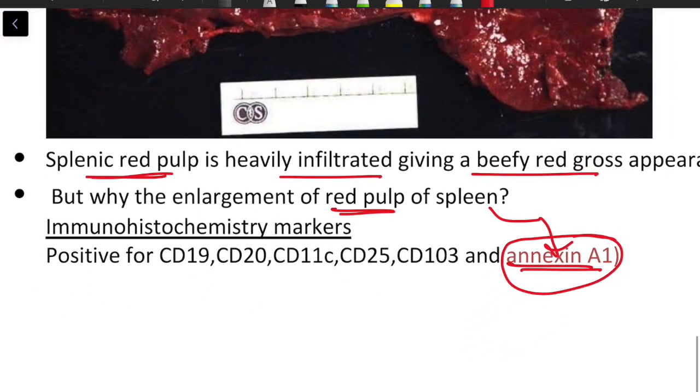And if I talk about the immunohistochemistry markers, then it is positive for CD19, CD20, and these three markers you may remember or you may not remember, but annexin A1 is very much important.